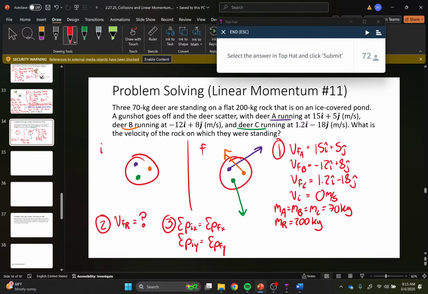Yeah, the initial. And the reason is only because the deer all have the same mass. If they didn't all have the same mass, you'd have to weight. All you're doing is weighting each velocity by their mass. That's a beautiful picture. No, you didn't need to find it. If it's already in components, you don't need to. That's fine. Then you just don't use it. So that's what I did.